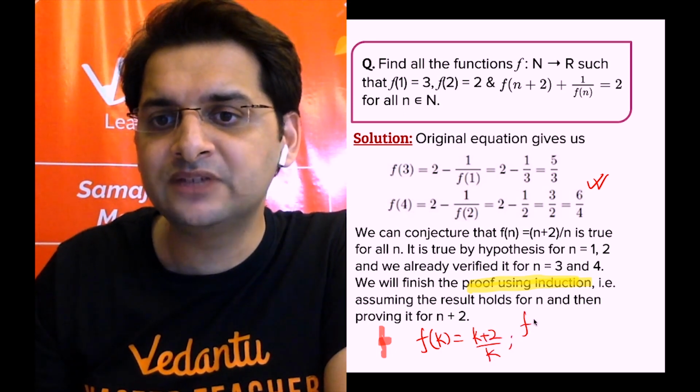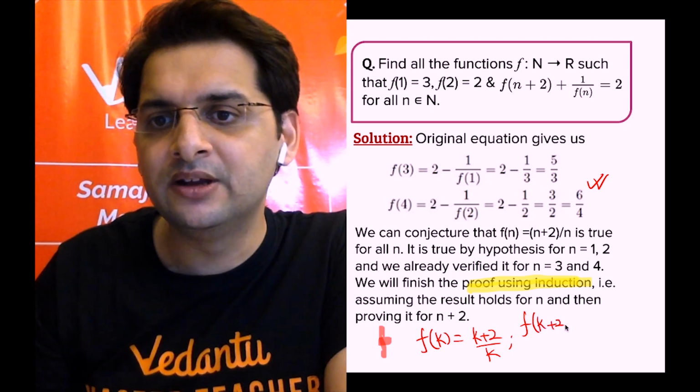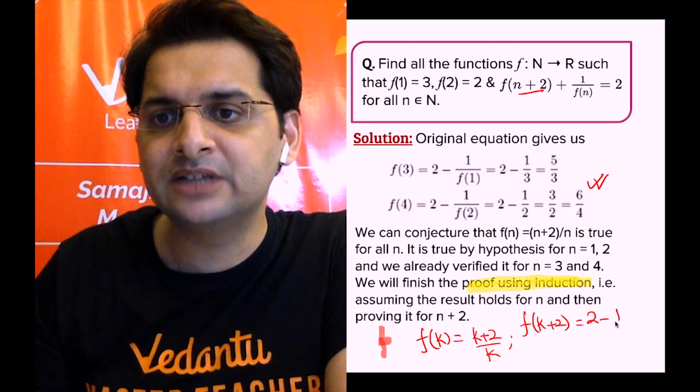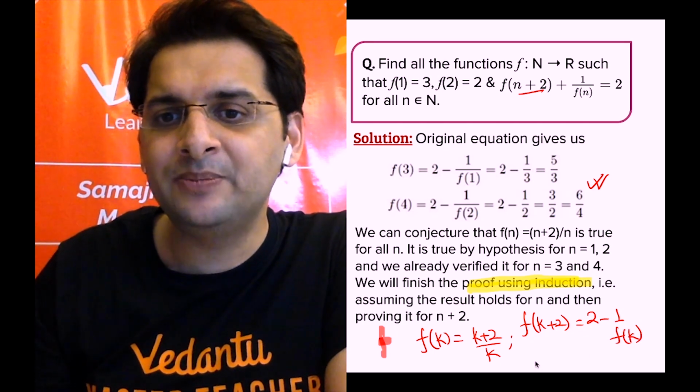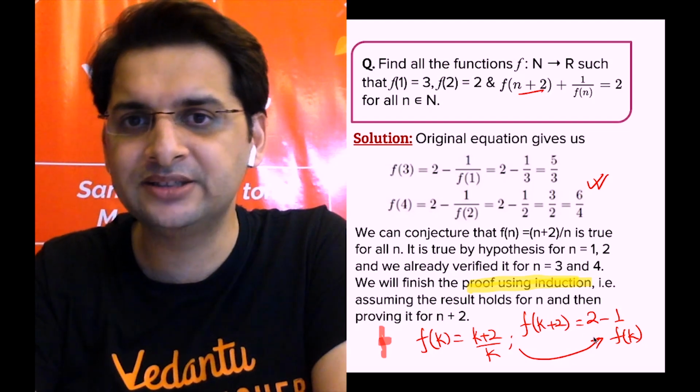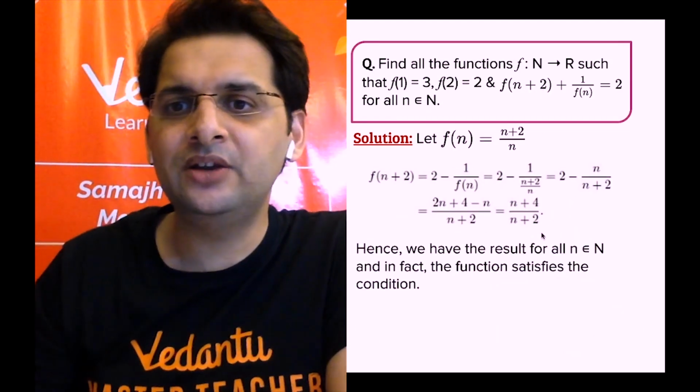And we need to prove this for f of k plus 2. Now, f of k plus 2 would be 2 minus 1 upon f of k. And if I put this value over here, we'll get the result. You can all verify this.